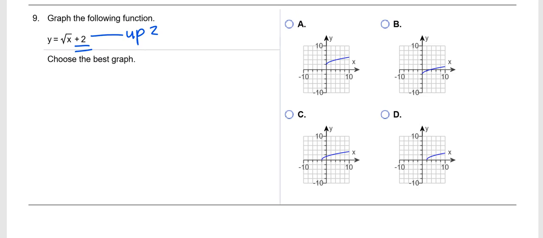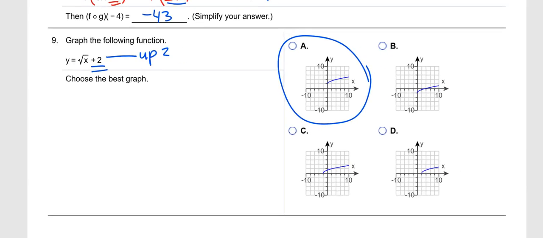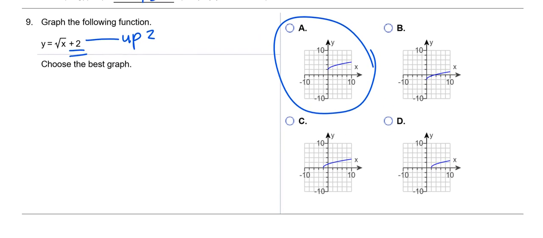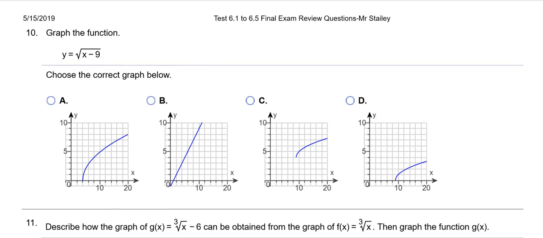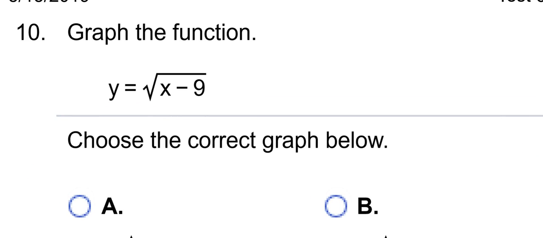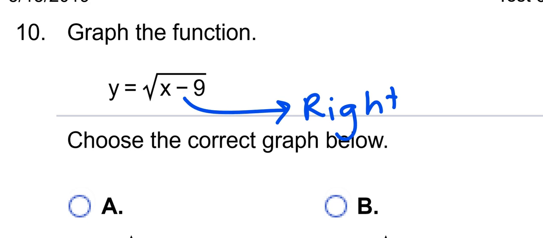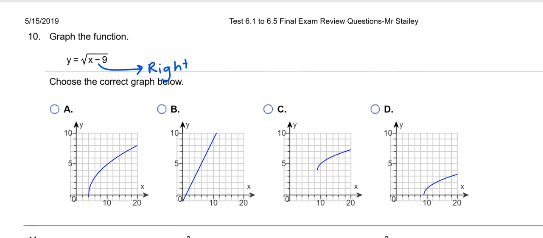Which picture is it? A is correct. It's the only one that has been shifted up 2. Okay, which way is this one moving? Right. Inside, it's going to look backwards from your common sense. Which graph is moving right 9? D.